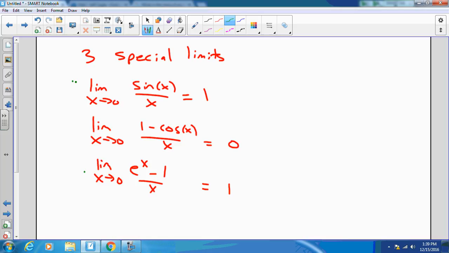You do not need to worry about proofs for the top one or the bottom one. The proof for the top we did, but is fairly complicated. The proof for the bottom one, we really don't have the machinery to do. But the middle one is a fairly easy proof, and everybody needs to know how that proof goes.